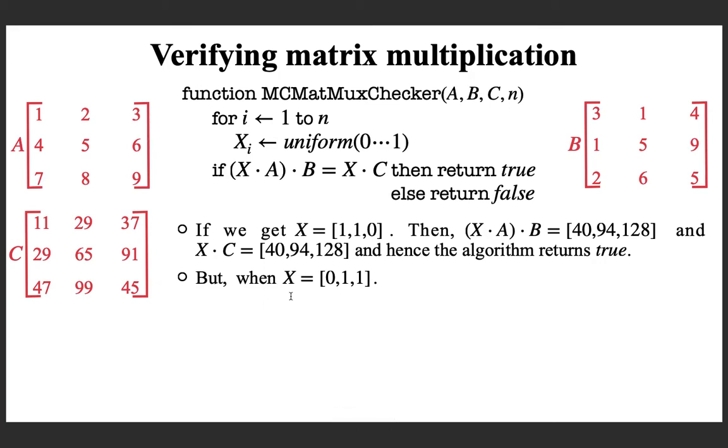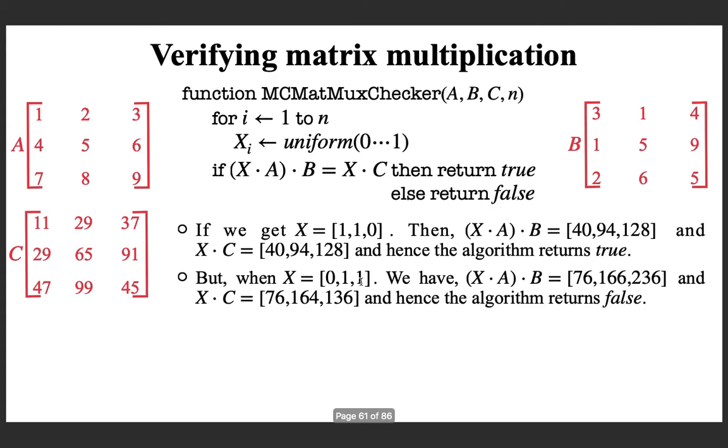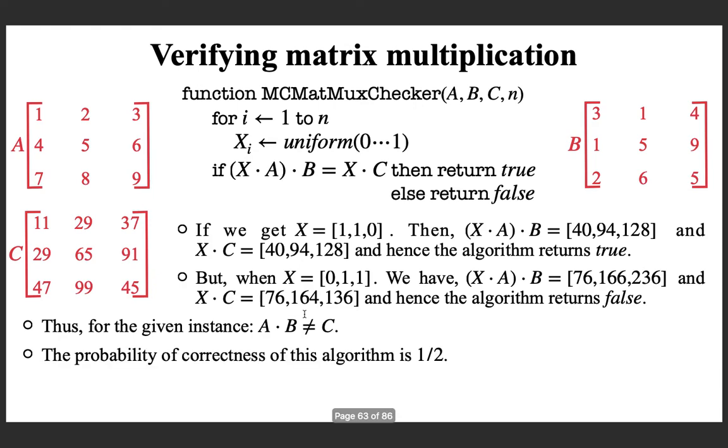But suppose you get this random vector, 0, 1, 1. In this case, you can see that the second and the third components are mismatching, and in this case you got the correct answer, false. And because you got false for one vector, it is true that C is not the product of A and B.